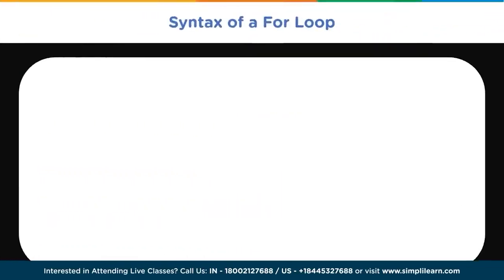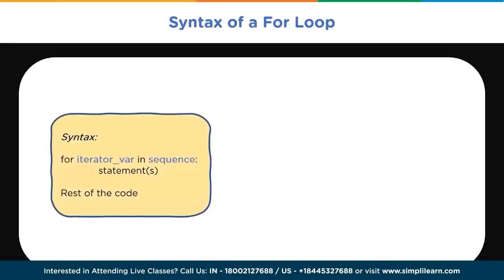Now let's have a look at the syntax of a for loop. So here on the left you can see the syntax of the for loop. We have the for keyword followed by the iterator variable. Then we have the in keyword followed by the sequence. It can be a list, you can use the range function, it can be a dictionary, a tuple, anything. And after that you have your colon followed by the statements that you want to execute in the for loop. And below you have the rest of the code.